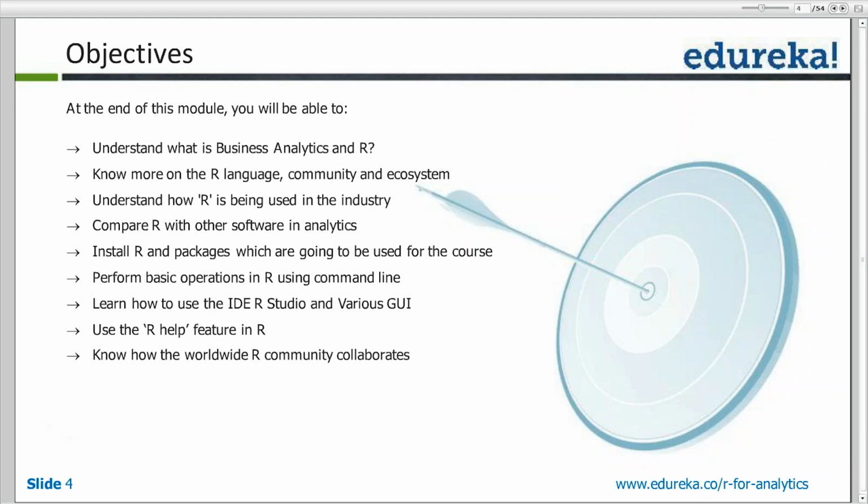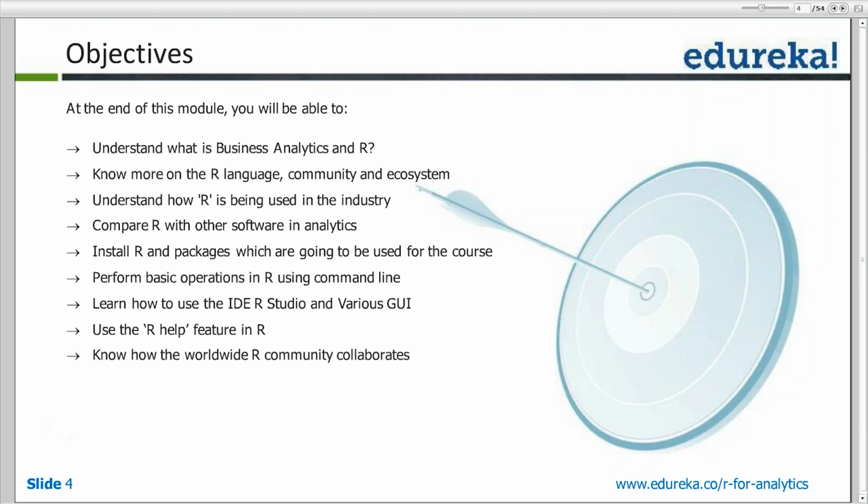We will also compare R with other competitive analytical options that we have, more popularly the SAS programming language as the other alternative to R. So we will compare R vis-a-vis SAS.